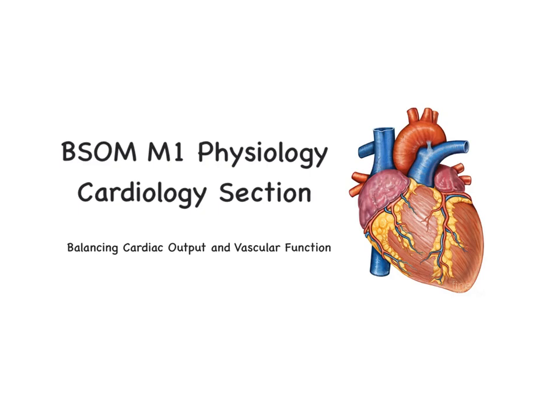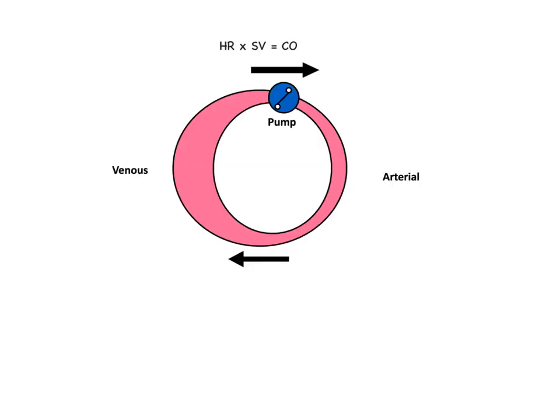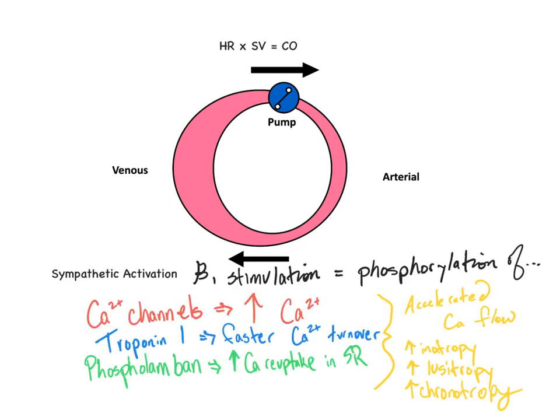Today's lecture is going to look at how the system balances cardiac output and its vascular function. We've mentioned before in a few lectures the concept of cardiac output. We said that this was the heart rate times the stroke volume. In times where we need an increase in cardiac output, our sympathetic nervous system can kick in and provide an extra squeeze. Beta-adrenergic stimulation can manipulate the calcium signaling, leading to a stronger contraction and a higher stroke volume.